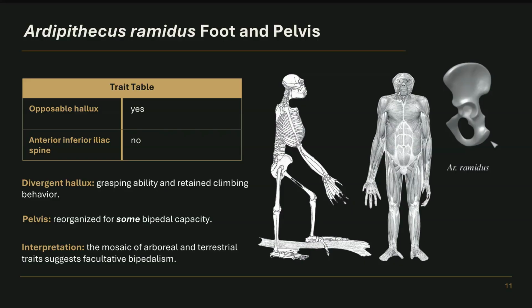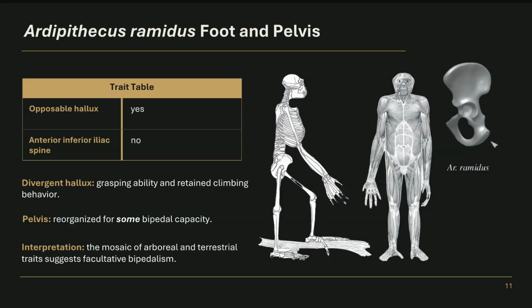The foot preserves a divergent opposable hallux. This trait indicates grasping ability and continued use of arboreal substrates. A divergent hallux limits the formation of the rigid propulsive lever seen in later australopiths and humans. The foot therefore argues against fully habitual terrestrial bipedality.